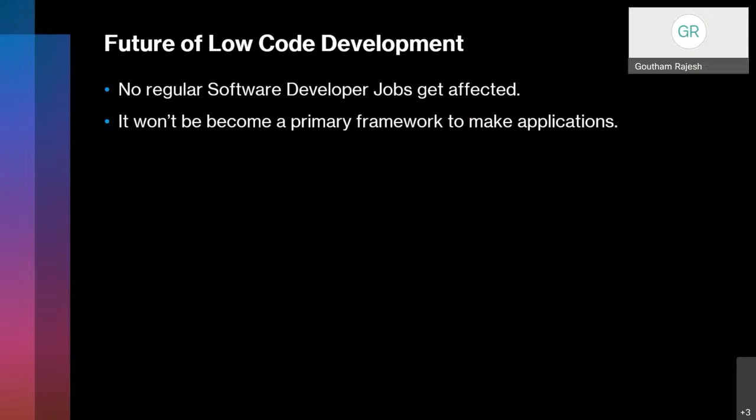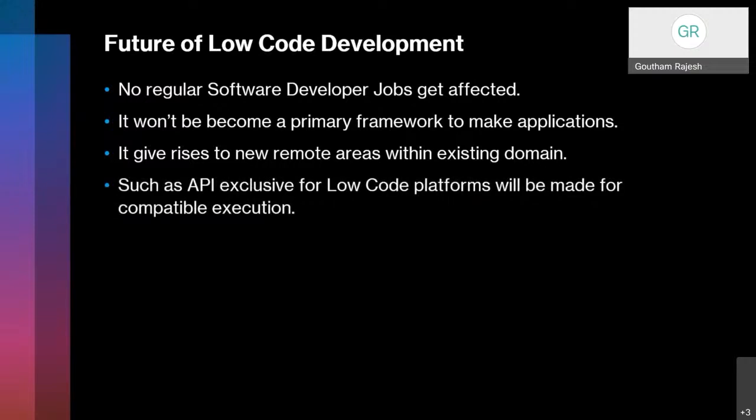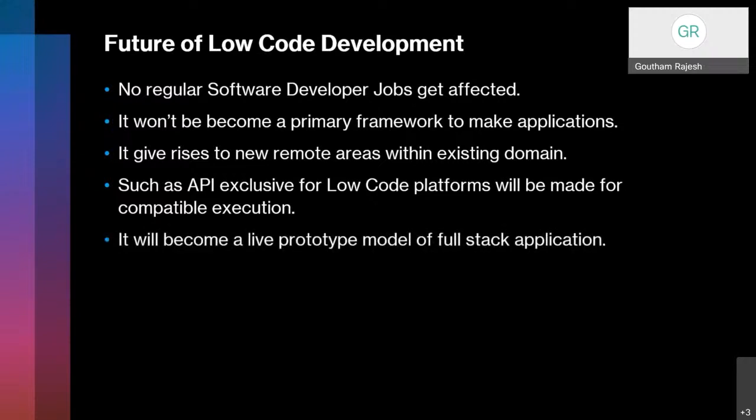Still, at some point, low-code will be a major development environment, but it won't become a company's primary framework or priority to make applications. Native code development platforms will still be a company's primary priority. These low-code development platforms will give rise to new areas within the existing domain, such as developing APIs exclusively for low-code development platforms. Suppose we want to make an application just like Swiggy: we can make a working prototype of Swiggy without writing a single line of code using a low-code development platform.